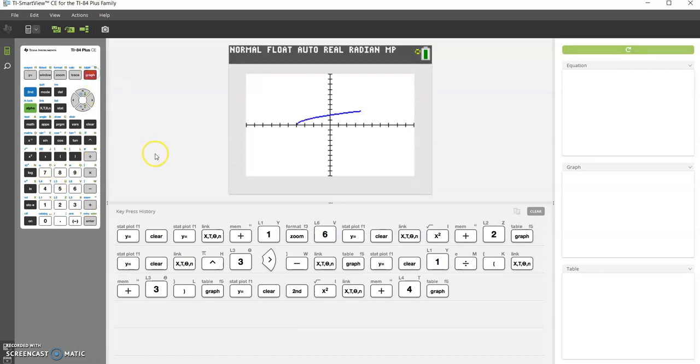And then just hit graph. And that gets you the graph that you see there in the notes. Then another one that's probably new to you: how do you graph an absolute value function?